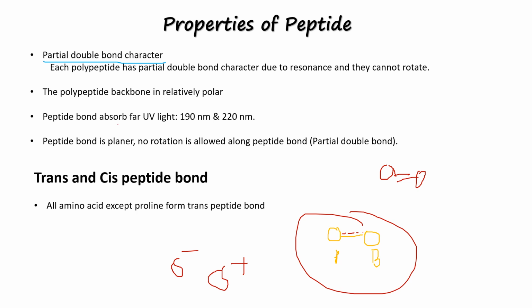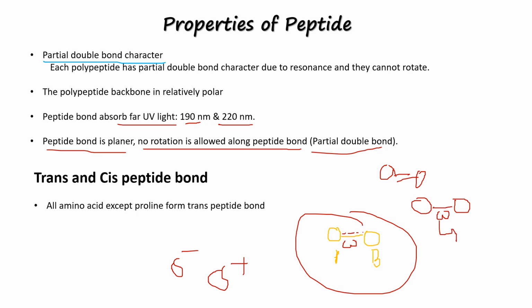Peptide bonds absorb UV light of 190 nanometer to 220 nanometer. The peptide bond is planar. They have a planar structure. No rotation is allowed along the peptide bond, because of the partial double bond character. This peptide bond is called omega. When we read the Ramachandran plot, then we will understand what phi, psi, and omega are. But for today, we just need to understand that when these two are joined together, this bond is known as omega, and it has partial double bond character.